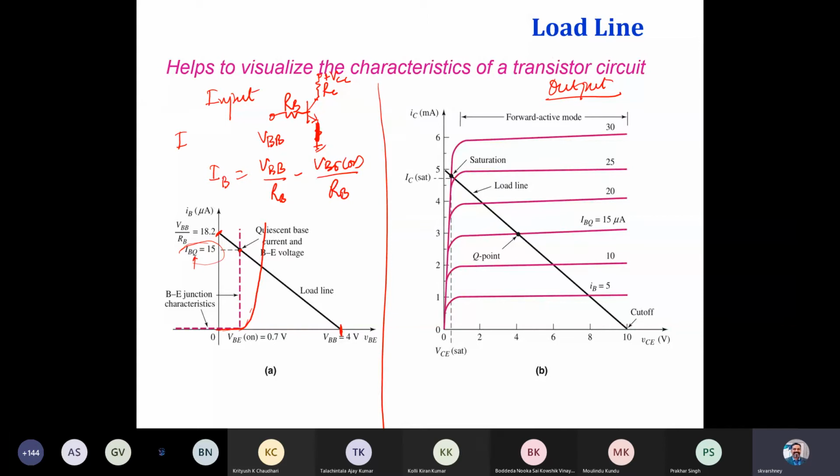If you look into the output characteristics, IC would be simply VCC over RC minus VC over RC, right? If we set IC to 0, then VC would be simply VCC, so that's the condition of cutoff. And if VC is becoming saturation, that point is, I think, what we have discussed: 0.1 to 0.3 is the saturation. So this is the saturation mode and this is cutoff.